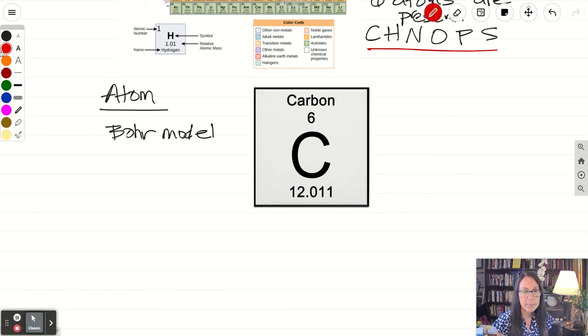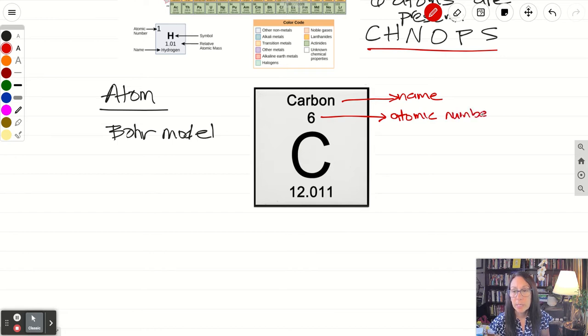In each of these, we have the name of the element. That's not on every single periodic table, but on some they have the name. Then there's a number on the top of the square, and this is called the atomic number. I'm going to tell you what that atomic number stands for in a second. Then we've got one or two letters, and this is called the atomic symbol. For carbon, it is C.